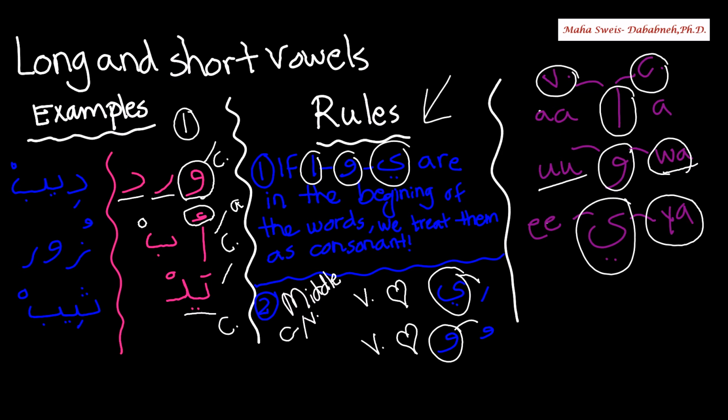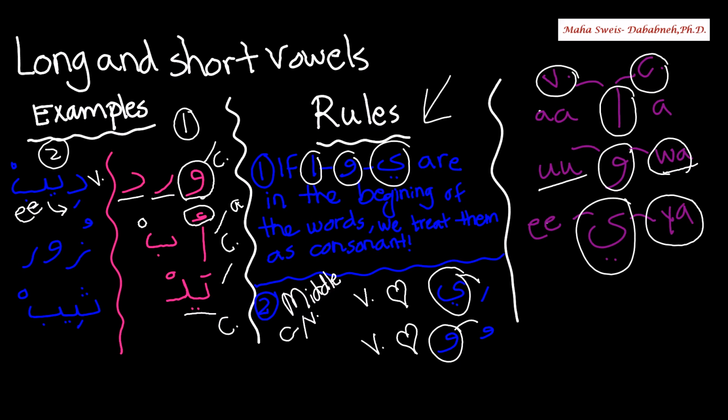Let's implement rule number 2. Right here, we have ya preceded by kasra. If ya is preceded by kasra, they like each other, vowel. So we read ya as a vowel. The way we read this word, deeb. So I read ya as an E sound. Why E sound? Because it's a vowel here.